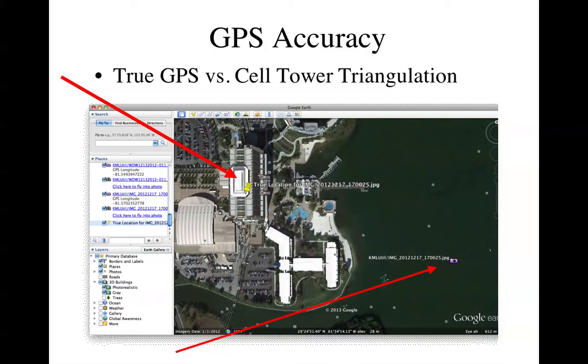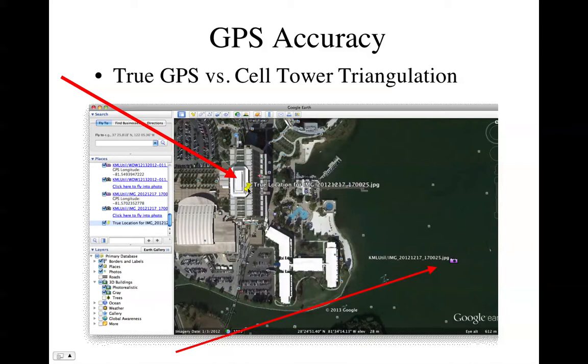Different cell phones have different GPS tagging capabilities. So for instance, in this particular image capture that you see on the screen here, there is a point and it shows that it's out in the middle of a lake. Since I took this image myself, I can tell you that this was not taken out in the middle of the lake. It was actually taken right here where the yellow push pin is. So there's a pretty good distance between the two.